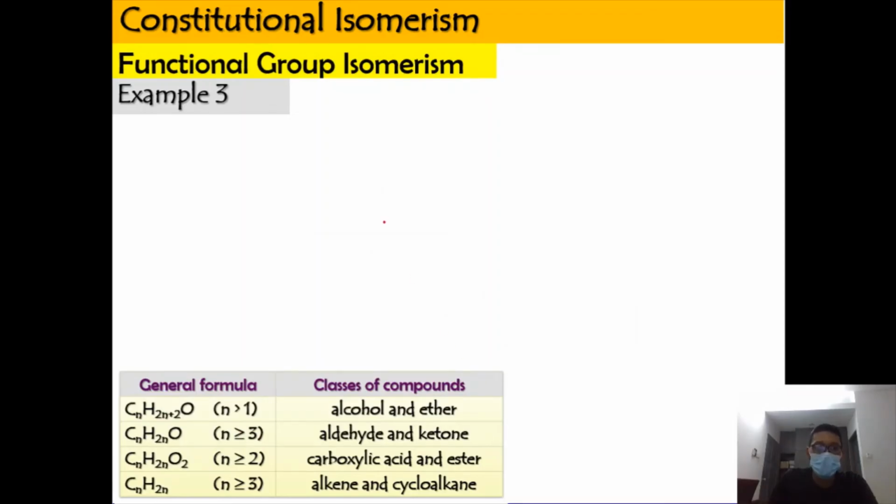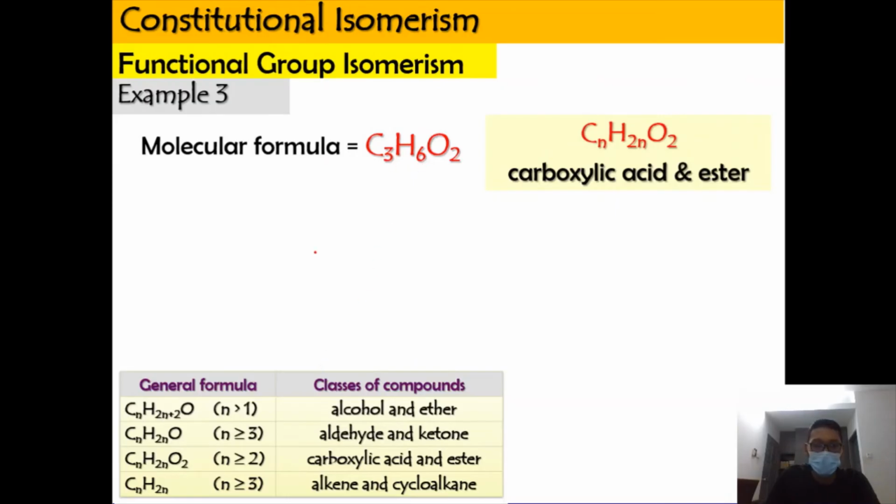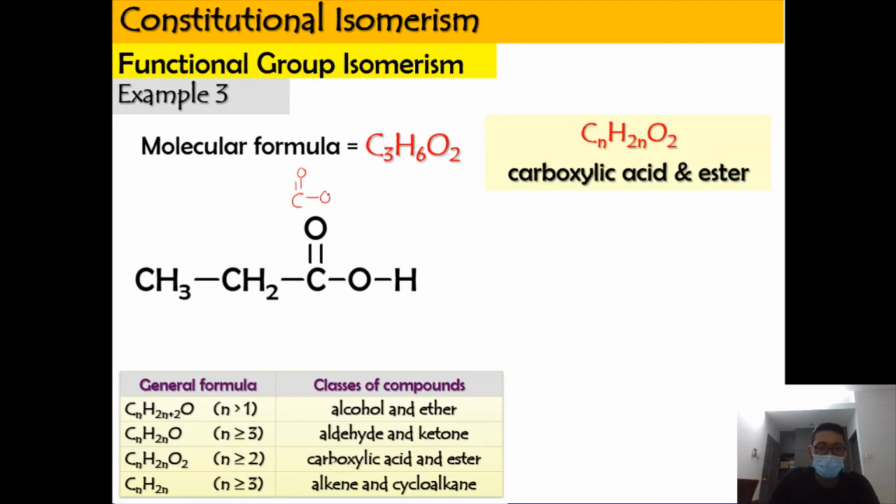Now let us look into example number 3, which has the molecular formula C3H6O2. For C3H6O2, we're going to have the carboxylic acid and ester. We can draw a carboxylic acid, which has a functional group of C double bond O, OH, and here are CH2 and CH3. This is known as propanoic acid because it has 3 carbon chain, and the acid name comes from the carboxylic group.